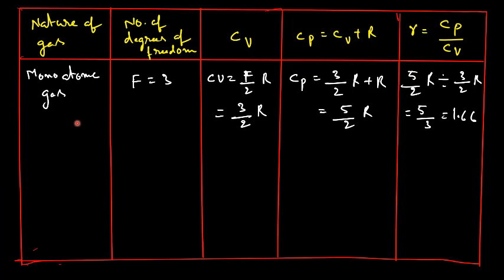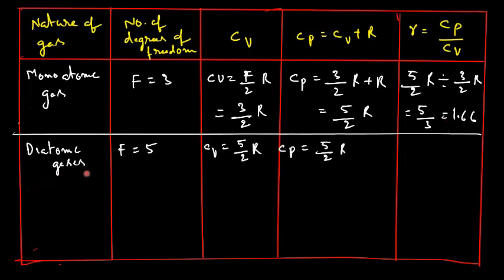So for monoatomic gases, degrees of freedom F equal to 3, Cv equal to F by 2 into R, that is 3 by 2 R. Whereas Cp equal to Cv plus R, 3 by 2 R plus R is equal to 5 by 2 R. Now, gamma equal to Cp by Cv is equal to 5 by 2 R divided by 3 by 2 R. That is nothing but 5 by 3 equal to 1.66. So, if the gamma value we get is 1.66, then it is understood as a monoatomic gas.